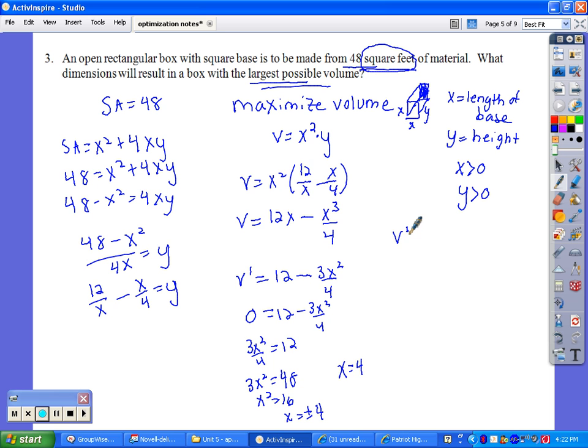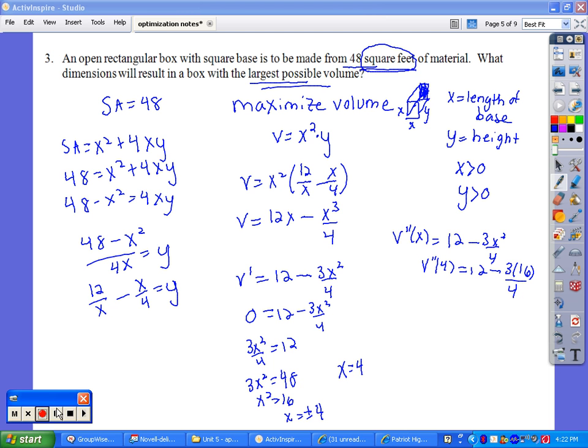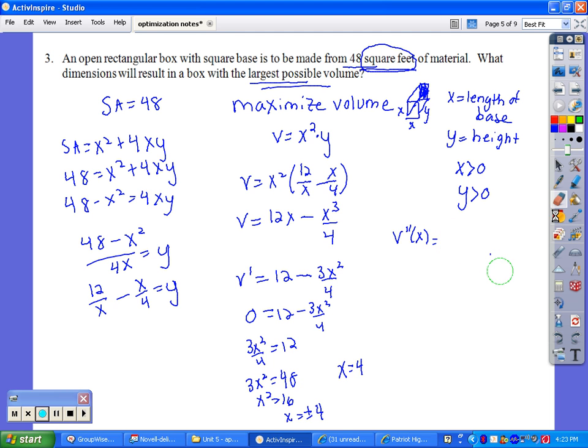So I take the second derivative of volume, which is 12 minus 3x squared over 4. I plug in 4. So I get 12 minus 3 times 16 over 4. And then if I do that, I get 3 times 16, which is 48, divided by 4 is 12. Okay, so hold on. This is still the first derivative. I took the derivative of V again. So if we erase this to go back again, sorry about that, we need to find the second derivative.